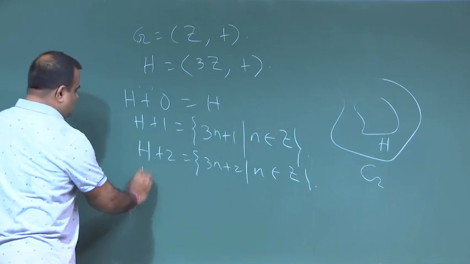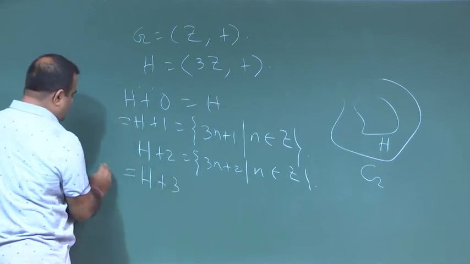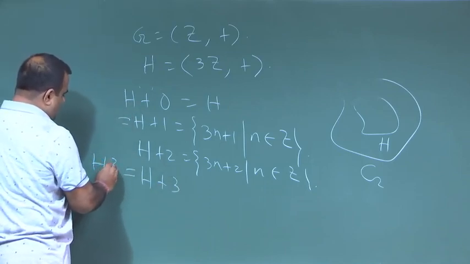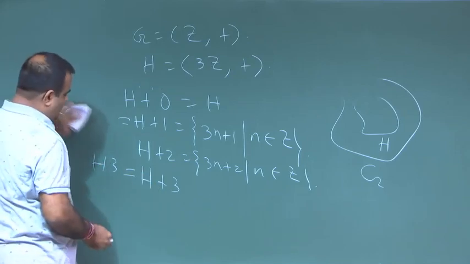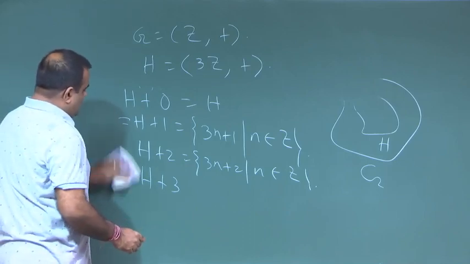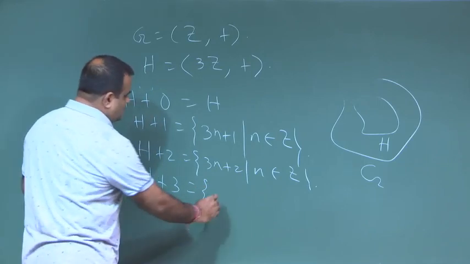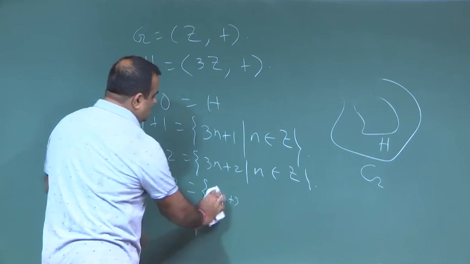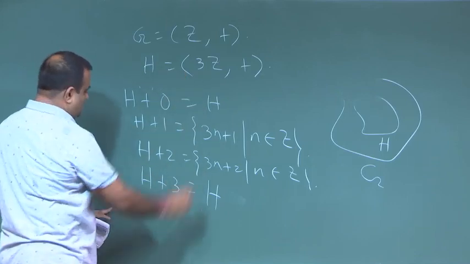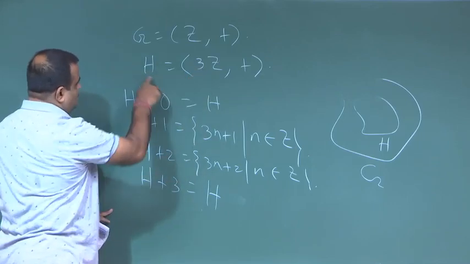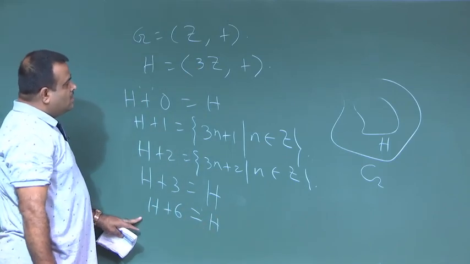Now, again H plus 3. We can use star, but star here is plus, so that is why it is this symbol. Anyway, these are the notations. So, H plus 3 is nothing but again H, because this is 3n plus 3. Not only that, if you take any other element, like H plus 6, 6 also belongs to H, so H plus 6 will also be H.